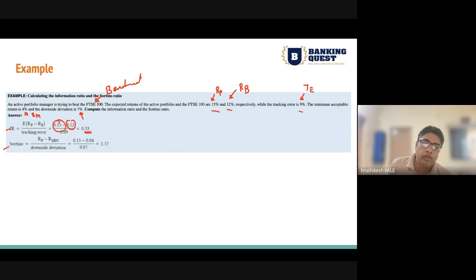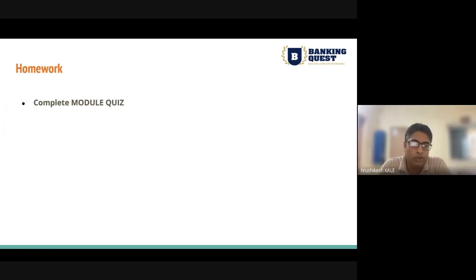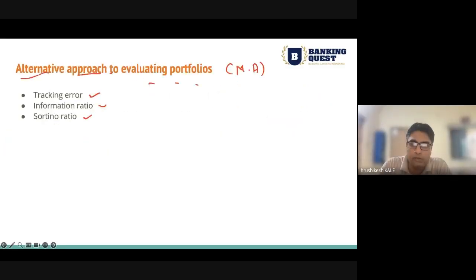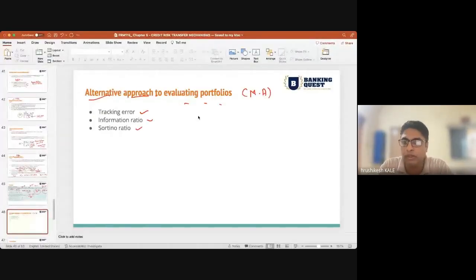While Sortino ratio is return of portfolio, that is 15%, minus minimum return of 4%, 15 minus 4, 9, upon downside deviation given as 7%. So Sortino ratio is 1.57. That's how you calculate Sortino ratio and information ratio. Perfect. I am done with both of the slides. If you have any questions, I am here for the next 1 minute. Otherwise, I will be dropping off.